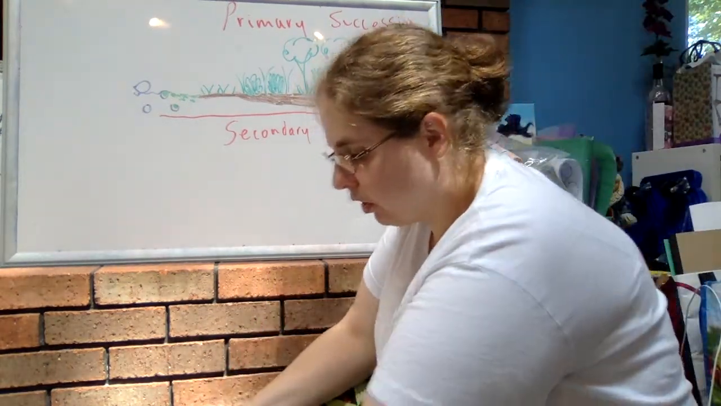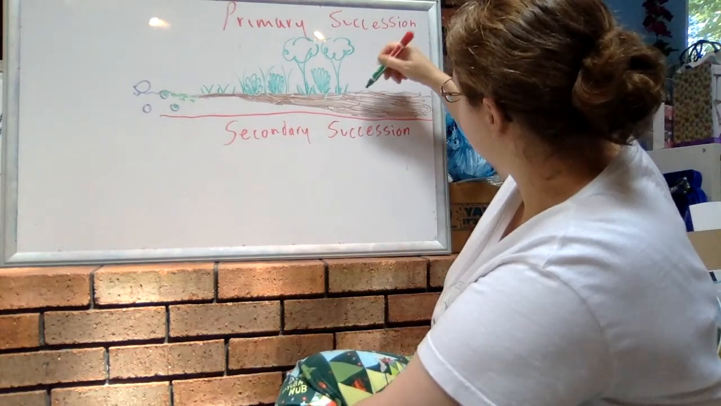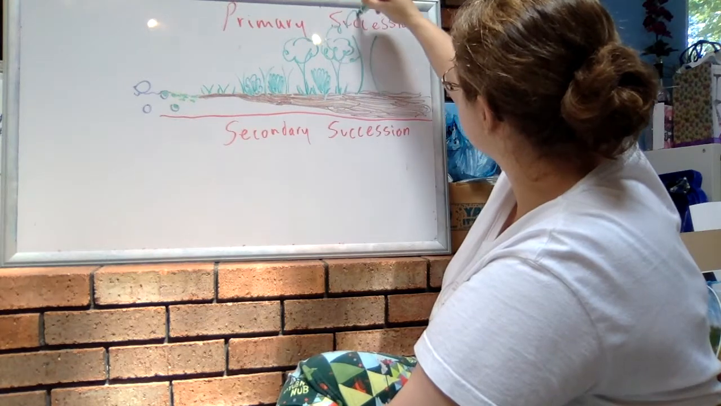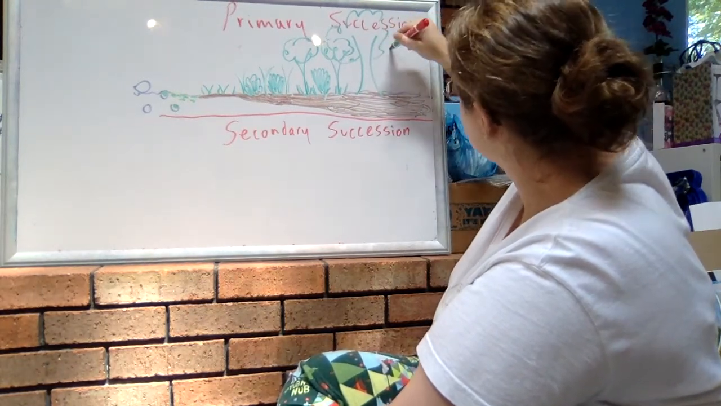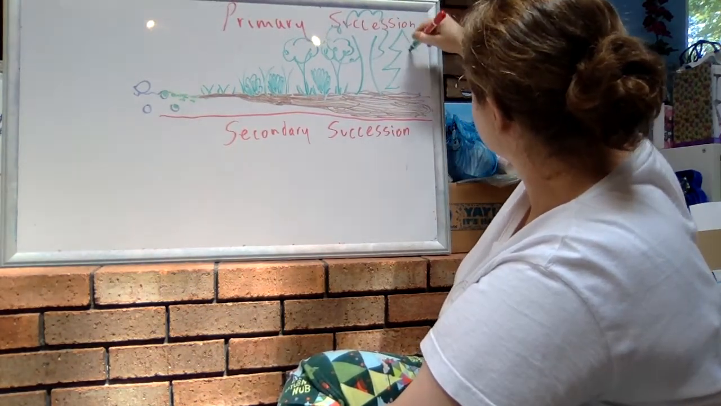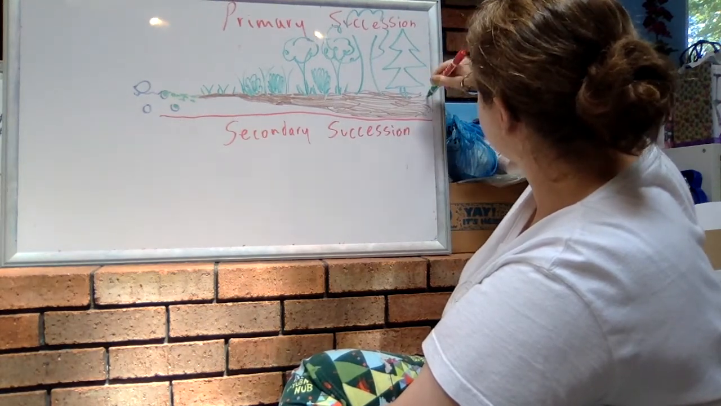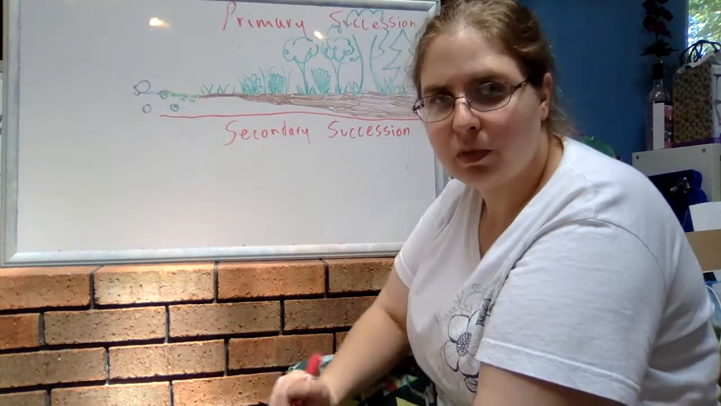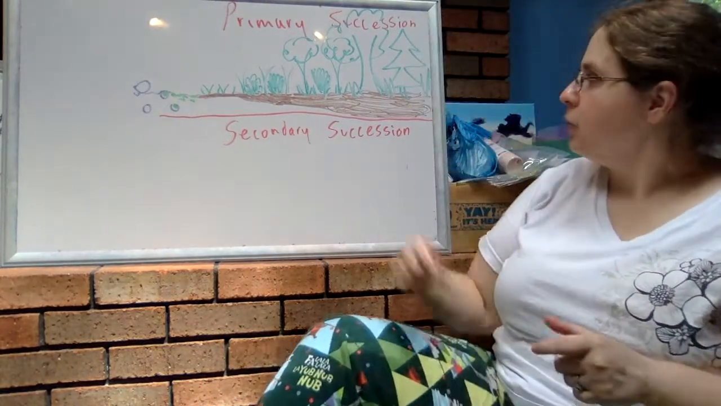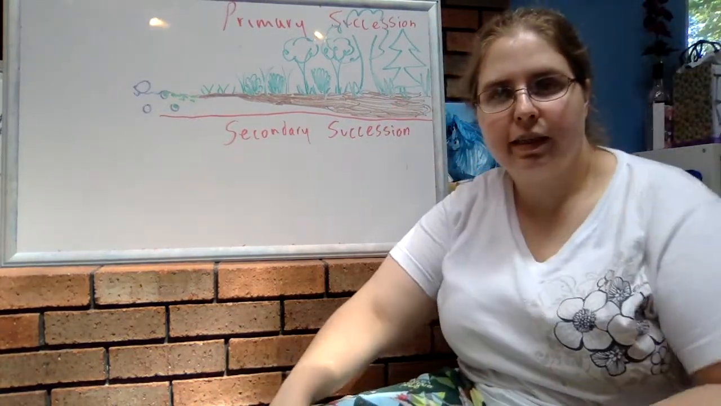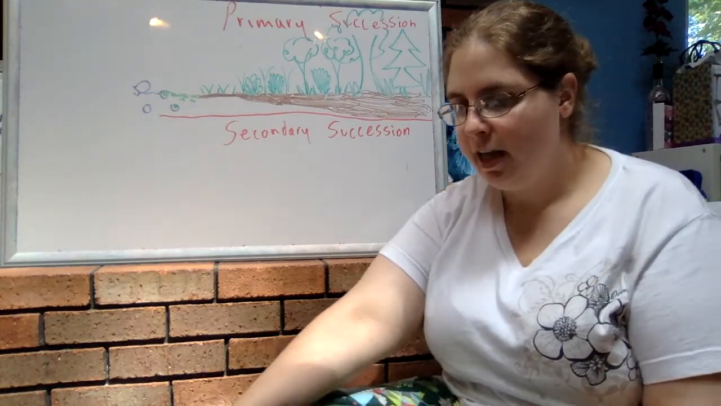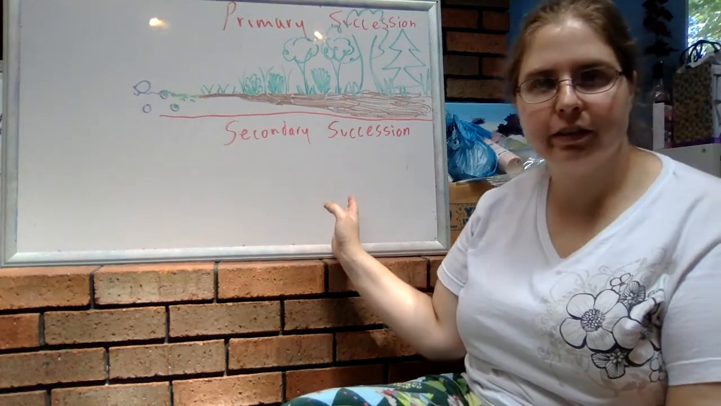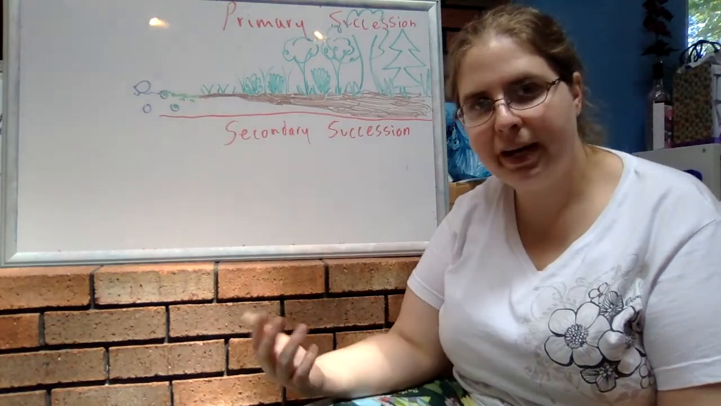And now we can have what's called a climax community. So we're going to have big trees of different varieties, and so on and so on. Now, once we have this climax community, this established community, if it's ever damaged, then it can go through secondary succession in order to repair it.